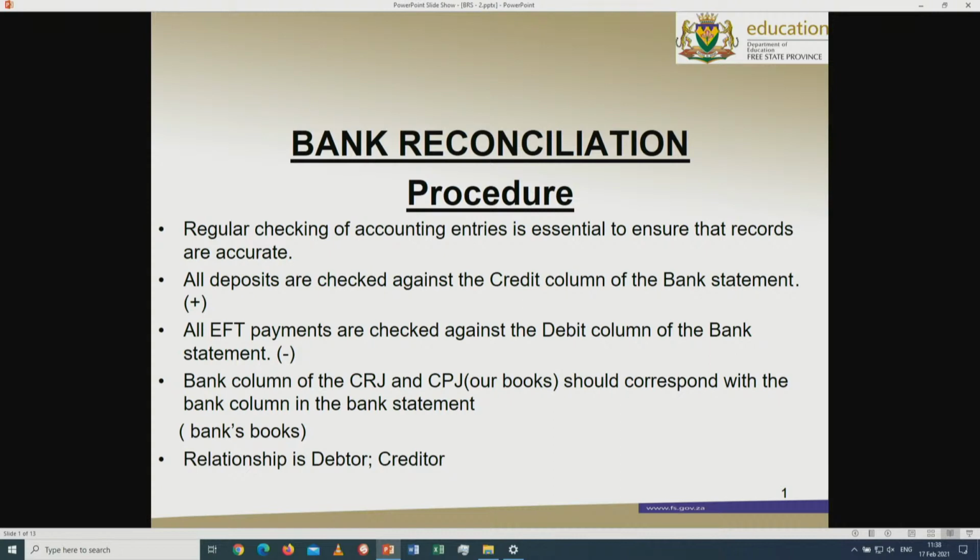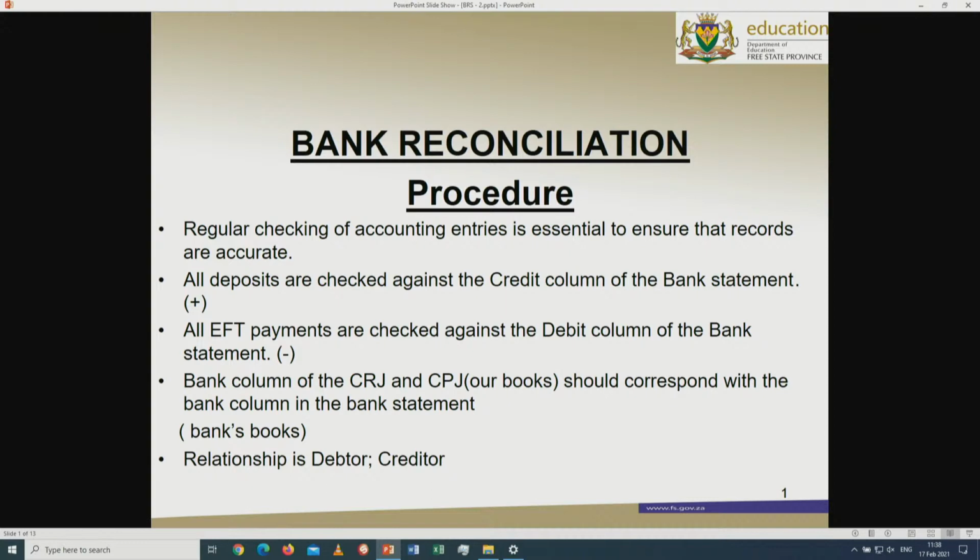You'll see when you start with the bank reconciliation in grade 11, in some of the starting activities, you'll be given a full CRJ, a full CPJ, as well as a bank statement. Now, what are you going to do? You start by comparing the 2. Remember, the CRJ and the cash payment journal represent the business records, and the bank statement represents the bank records. So you are preparing the CRJ for the whole month as well as the CPJ, and then you wait until the end of the month to receive a bank statement from your bank.